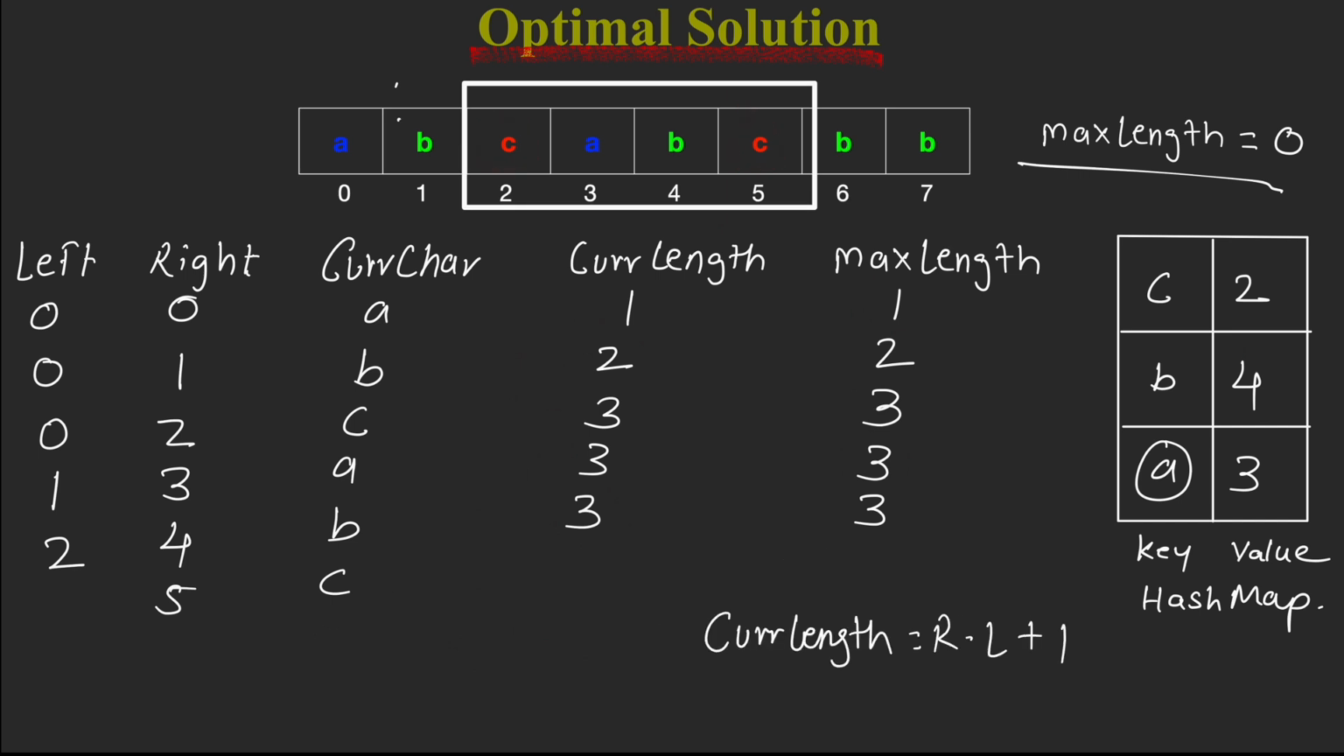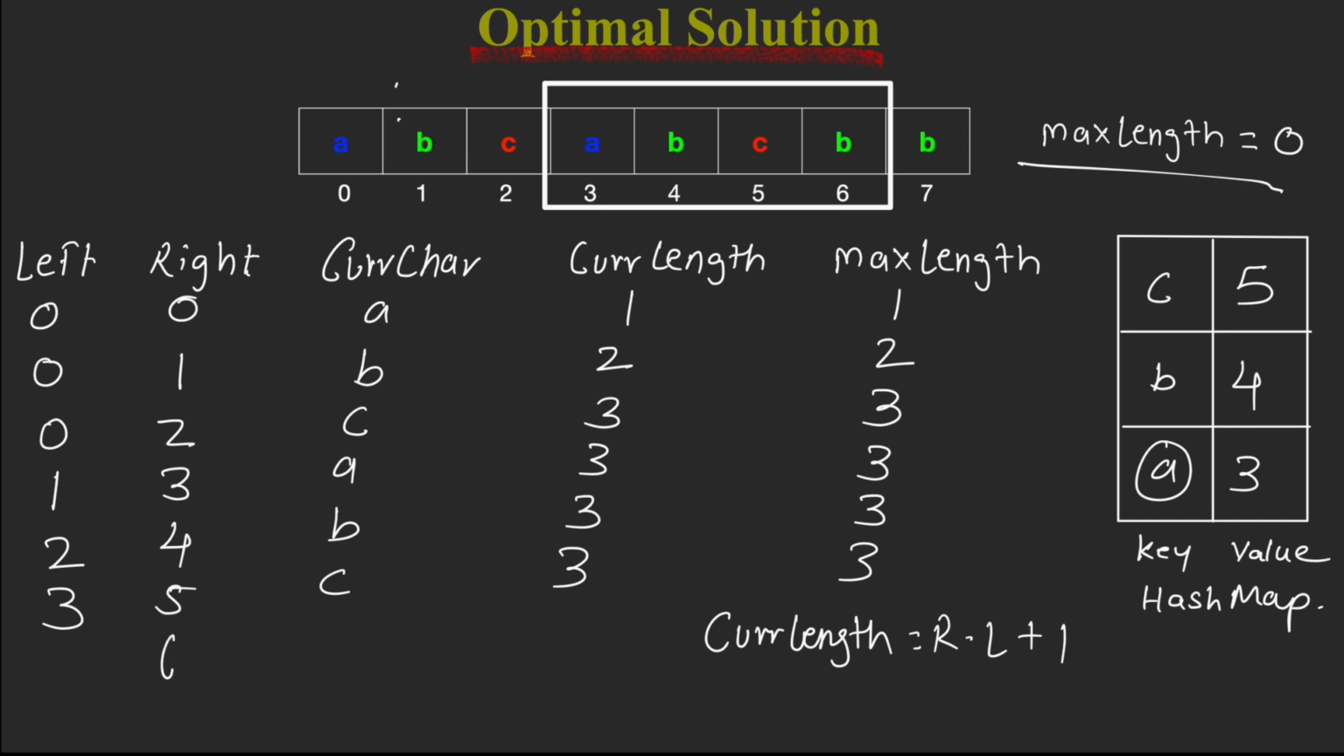Left moves to map.get of C plus 1, which is 2 plus 1 equal to 3. Window from index 3 to 5, which is ABC. Valid. Update C's index in the map to 5. Current window ABC. Length 3. Max length remains 3. Iteration 7.